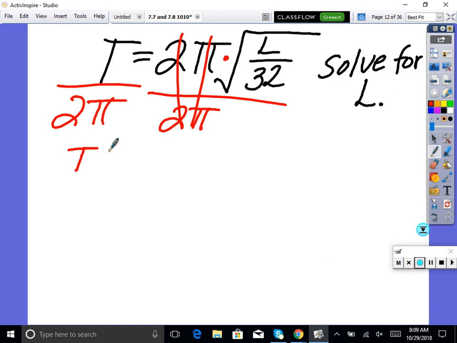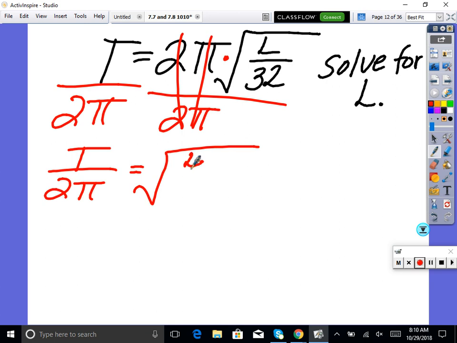So now you'd have t over 2 pi is equal to the square root, so you're isolating the radical. Who said that? Who was the person that said divide by 2 pi? Oh, okay, good job, yeah. So you're isolating the radical, right? So you guys see how she's still saying the same steps in her head. She's saying, okay, we got to get the radical by itself. Yeah? Okay, so then we have over here, L over 32.